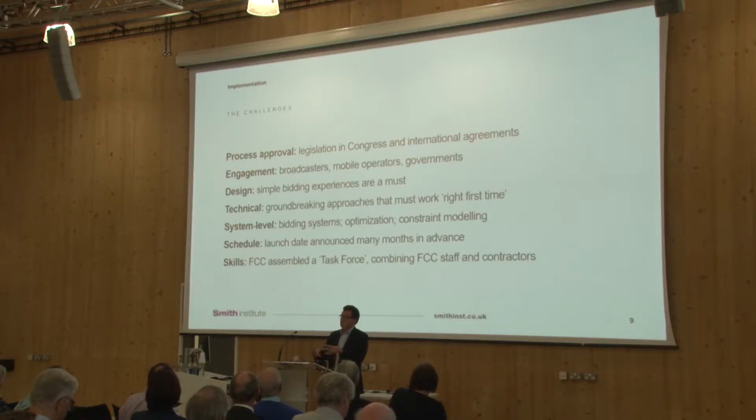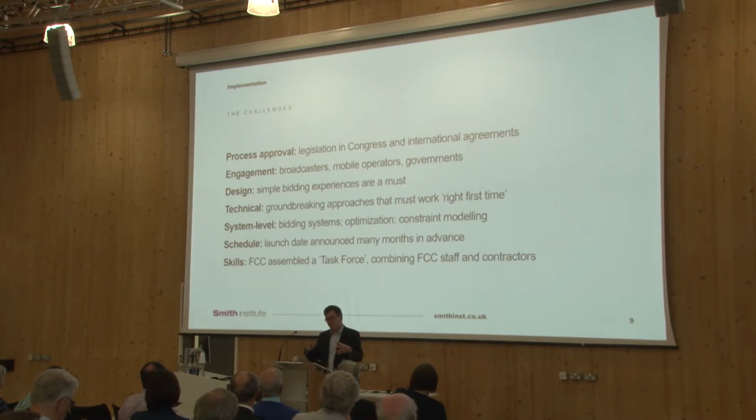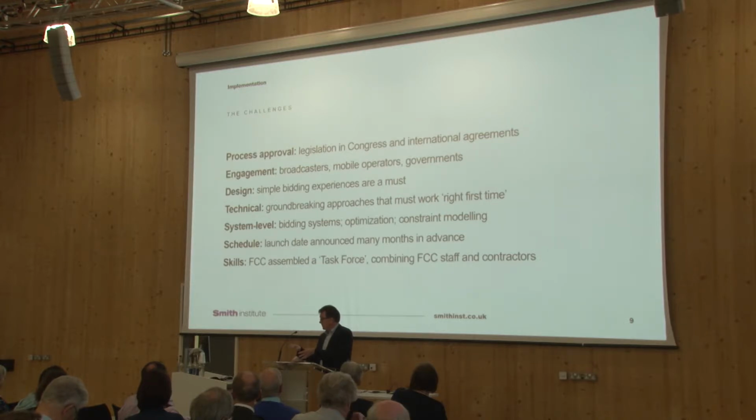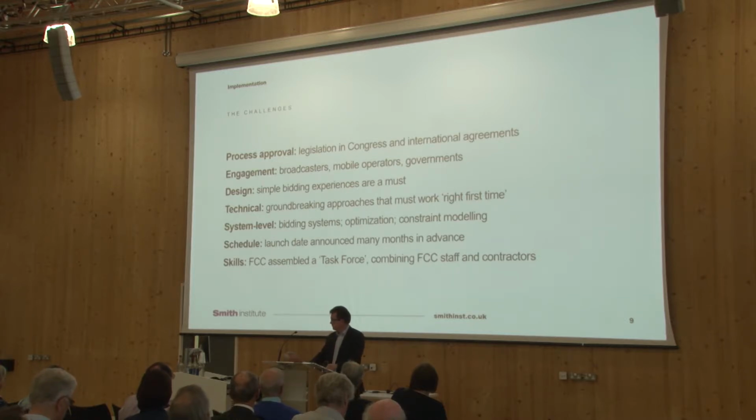At the system level, you can think of the broadcast incentive auction as really having 3 components. There were the bidding systems, which were highlighted in the video. There are a lot of optimizations which go on. The optimizations are used for the repacking that I talked about, and also for deciding how much spectrum to try to release at each stage of the auction. And there's also a lot of constraint modelling that goes on in order to make sure that the interests of incumbent users of spectrum are protected. Remember, that was one of the key roles of the FCC.